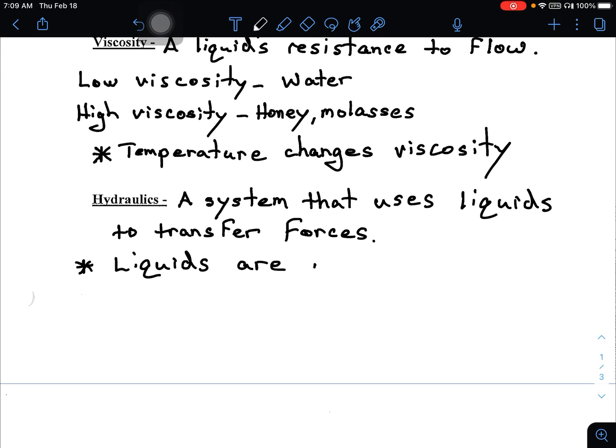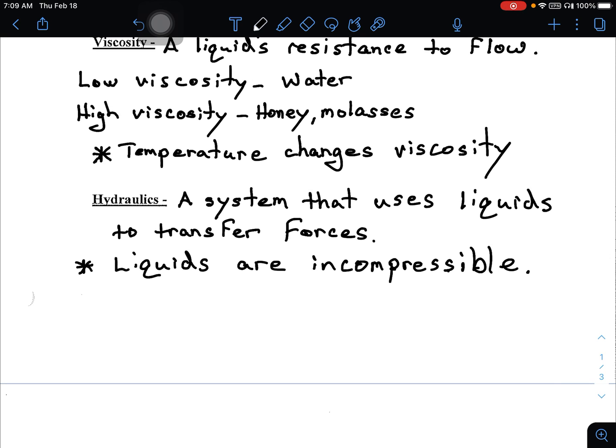hydraulic devices. It seems like when I ask the question, has anybody ever heard of hydraulics? Everybody in my eighth grade classes seems to come up with lowriders and those cars where they have the hydraulic suspensions and they kind of go up and down and stuff like that. And those are indeed hydraulic systems.